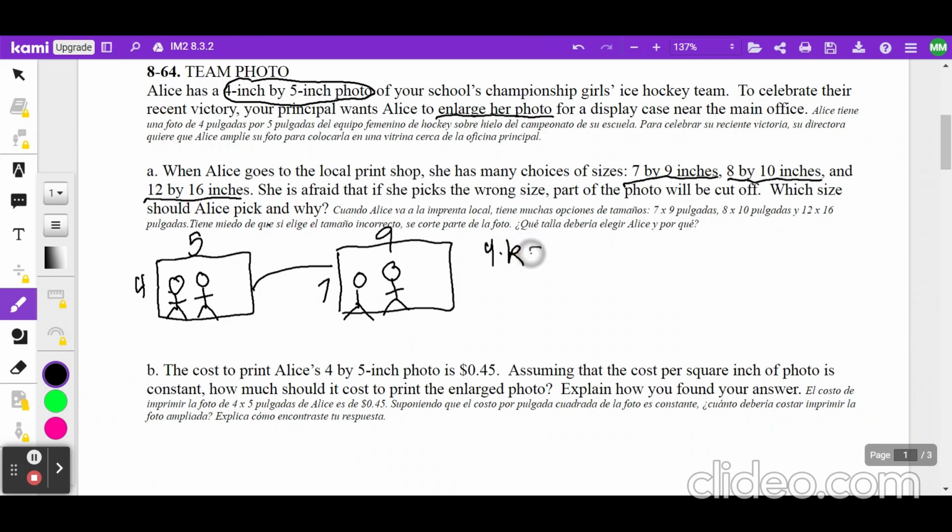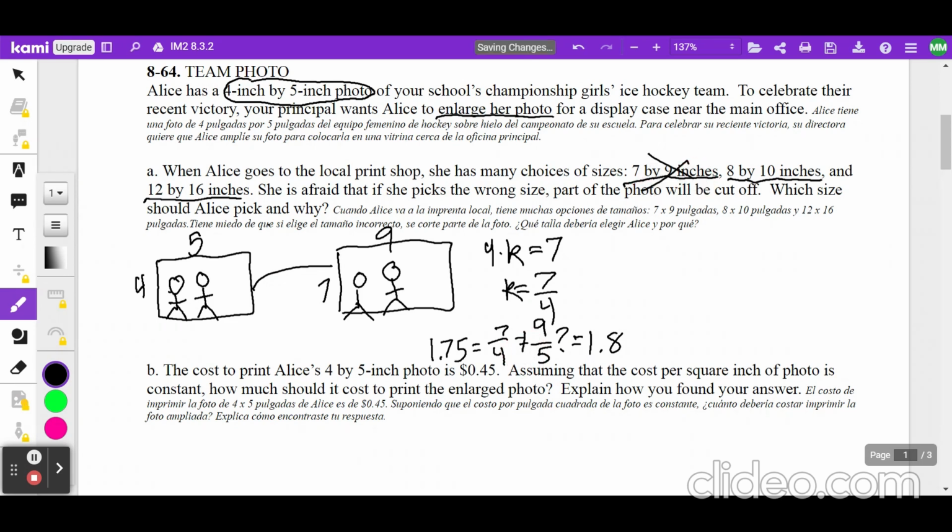4 times k is 7. K is 7 over 4. Is 7 over 4 equal to 9 over 5? I'm going to put it in my calculator. Okay, this is 1.75. And 9 divided by 5 is 1.8. No. So 7 by 9 doesn't work.